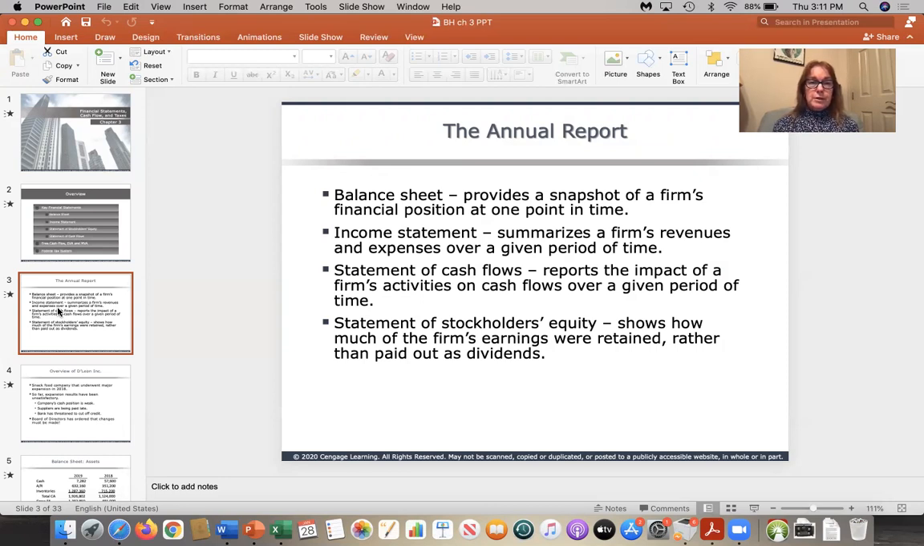Okay, moving on now, the income statement. The income statement summarizes the firm's revenues and expenses over a period of time. Whereas the balance sheet is a snapshot at the end of the calendar year or the end of the fiscal year, if they're using a fiscal year, the income statement summarizes their revenues and their expenses over the course of a calendar year or a fiscal year. A lot of companies have a fiscal year that may end on September 30th or October 30th. But some have the calendar year.